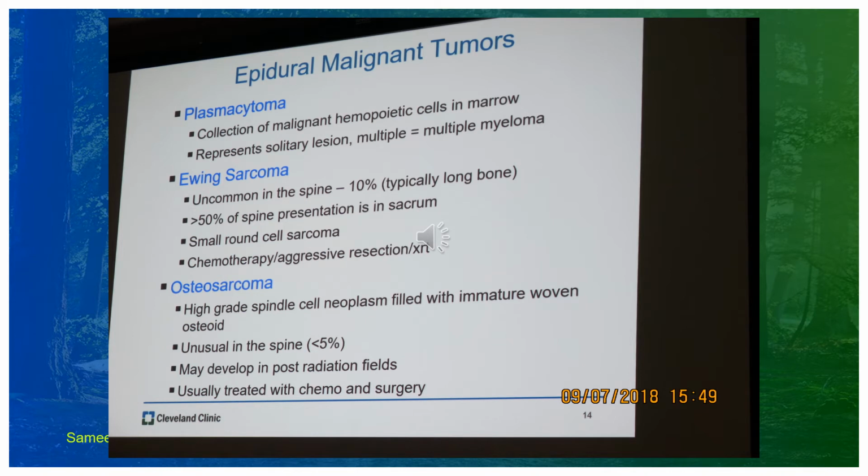Plasmacytoma is a tumor of plasma cells. It is a collection of malignant hematopoietic cells in the marrow, so we need to do bone marrow aspirate or biopsy. It can present as a solitary lesion or with multiple involvement, multiple myeloma. Now, multiple myeloma is the most common primary bone tumor in the 40s. I encourage you to read more about multiple myeloma in your medicine hematology books. It is common in the spine.